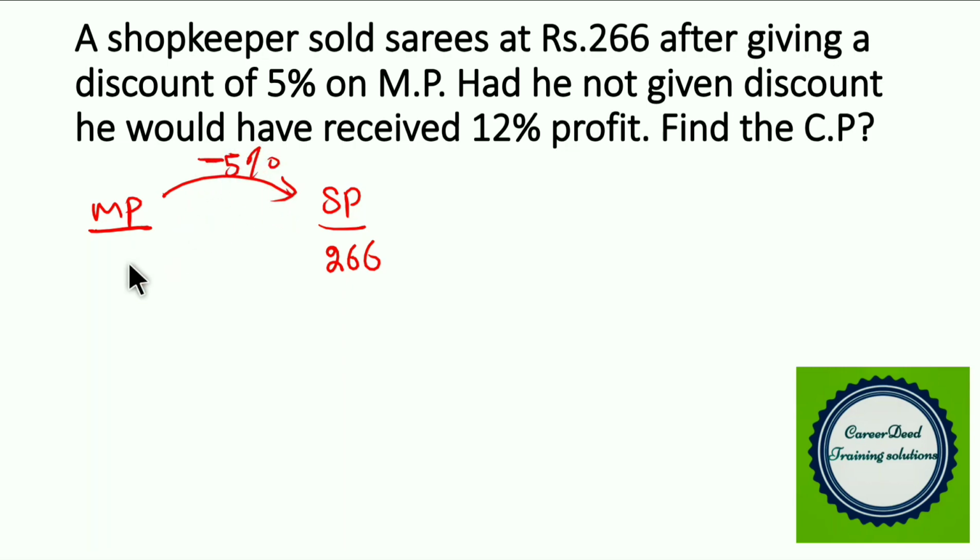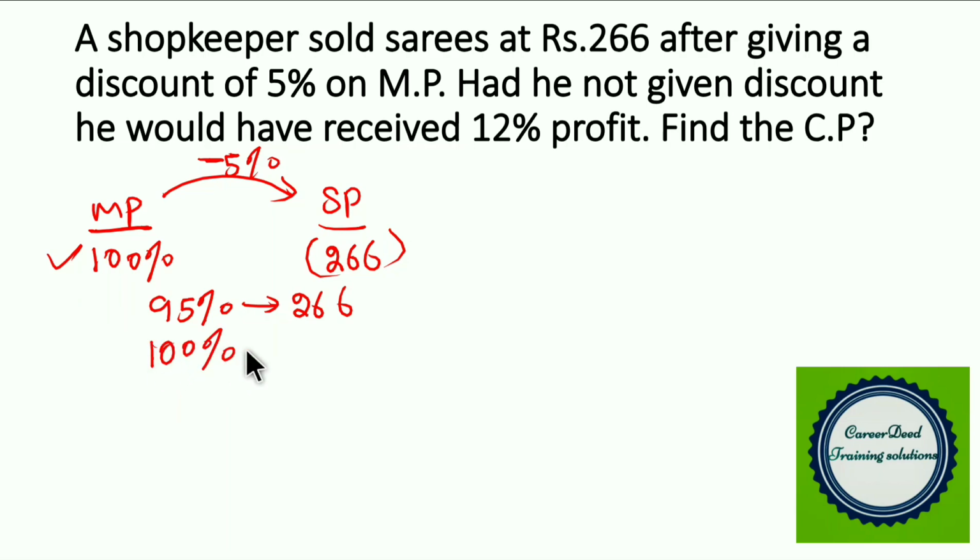5% discount. So you can imagine this market price is 100%. So if market price is 100%, selling price will be only 95% of the market price, because he is giving a 5% discount, right? Okay, so this 266 is 95%. So if 95% is 266, we have to find this market price. So market price will be 100% equal to x. So cross multiply, you will get the value of x equal to 280.